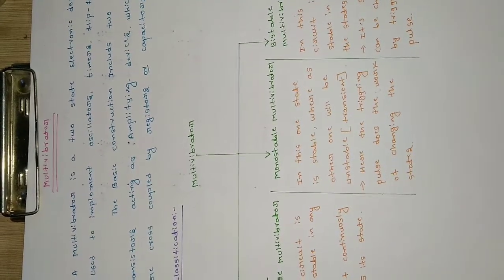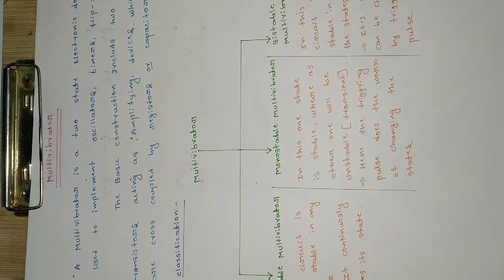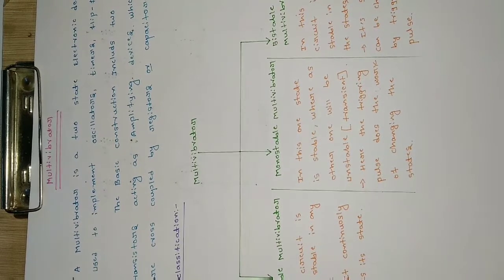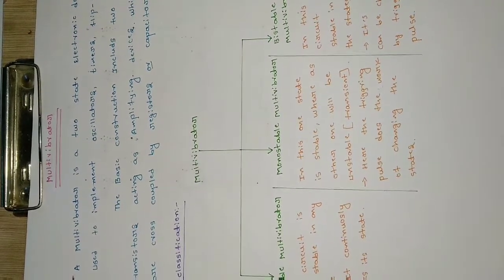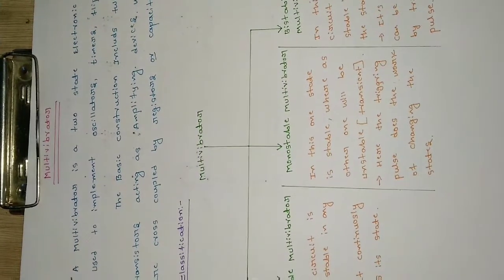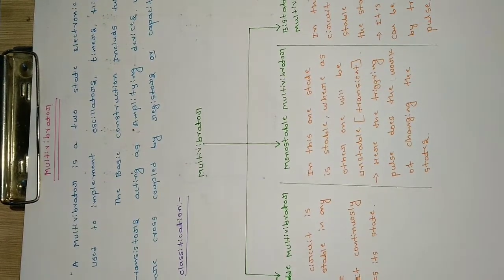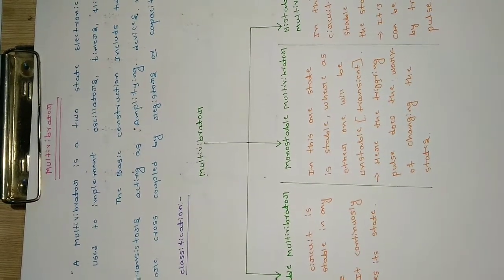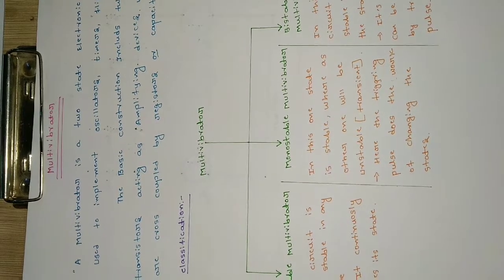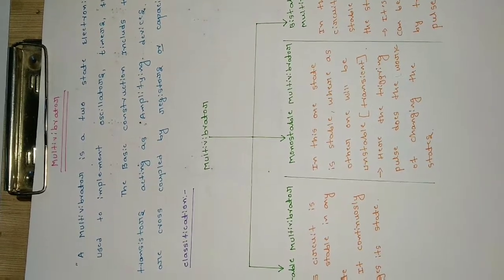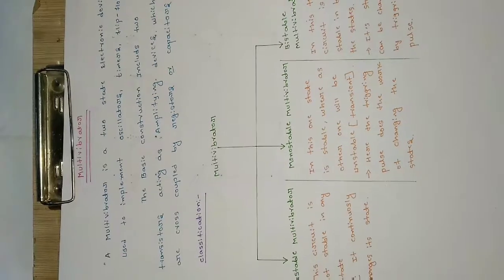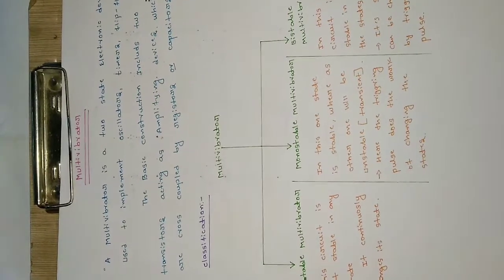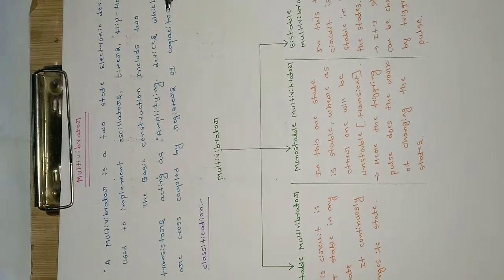If it is having one stable state, then it is called a monostable multivibrator, while if it is having two stable states, then it is called a bistable multivibrator. The basic construction includes two transistors acting as amplifying devices which are cross coupled by resistors and capacitors. Here we will be using two types of components, active components as well as passive components. The transistors are the active components, and these are cross coupled to each other with the help of passive components, that are resistors and capacitors.